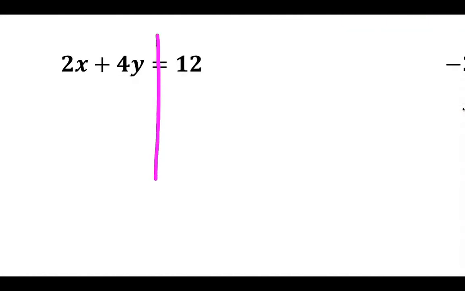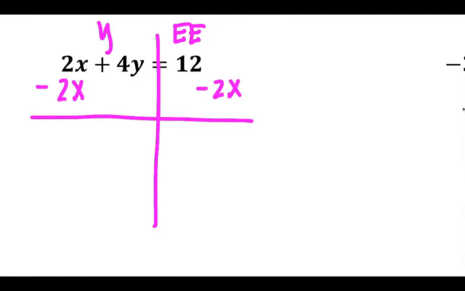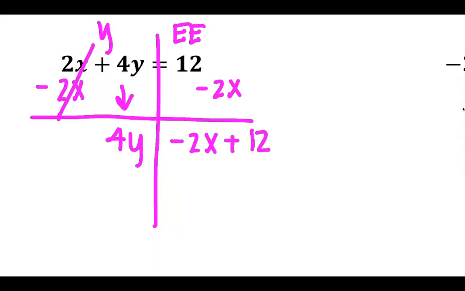So I'm going to draw my line. Y is on this side. Everything else that is not a y goes over here. So this 2x does not have a y. He's got to get moved. Well, the opposite or inverse would be subtracting 2x. And whatever I do to one side, our golden rule is I've got to do it to that other side. 2x minus 2x goes away. I'm left with 4y. And over here I've got negative 2x plus 12, or you could have 12 minus 2x.